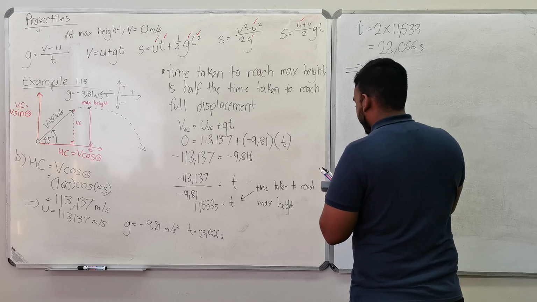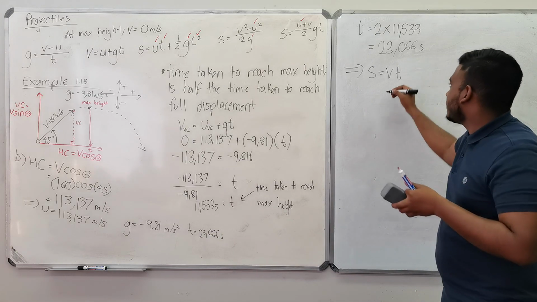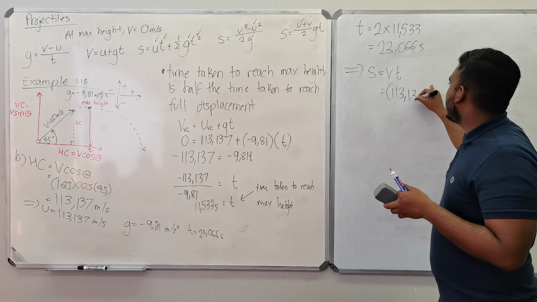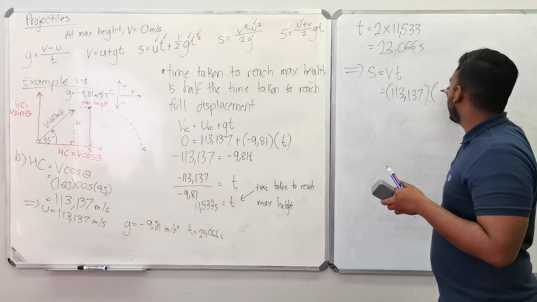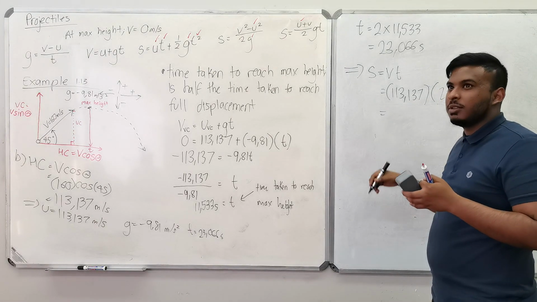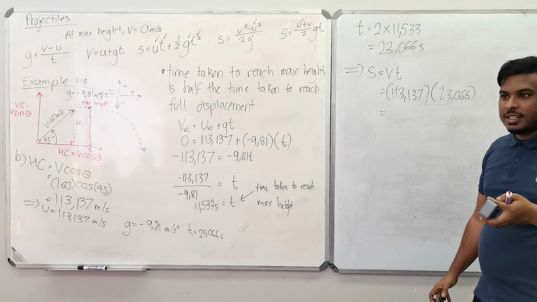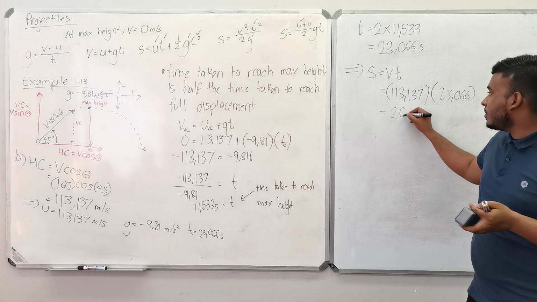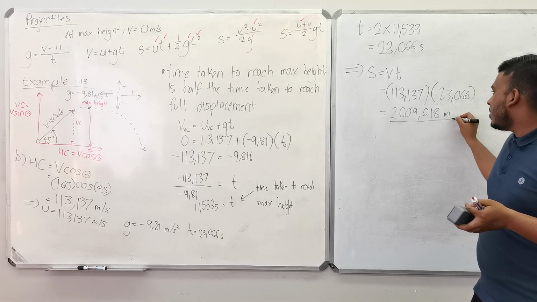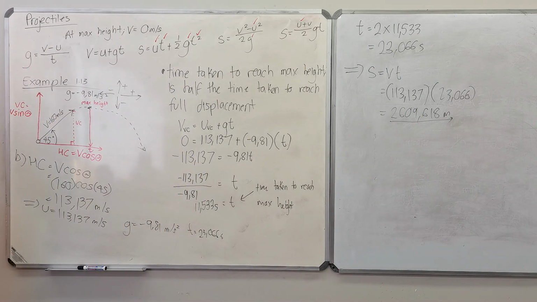So the way they did it was S is equal to VT. This is equal to 113.137 times 23.066, and then that should give you 2609.618. I'm going to double check this. It's still supposed to give you the same answer regardless. Let's see what I worked out. I used the other formula.